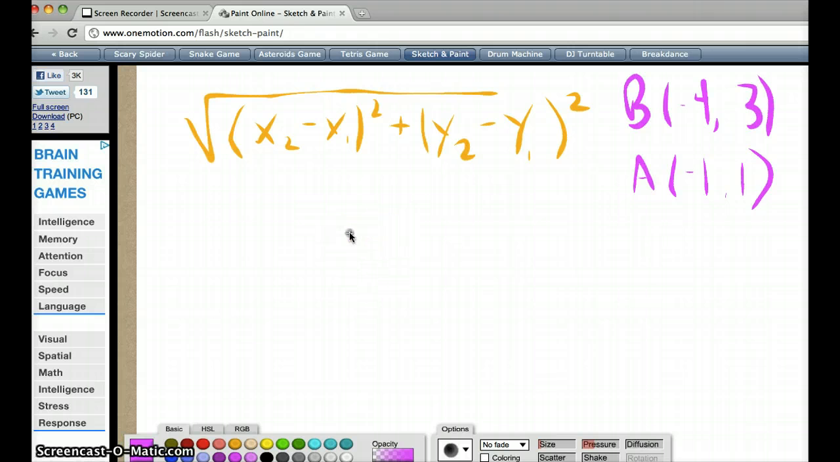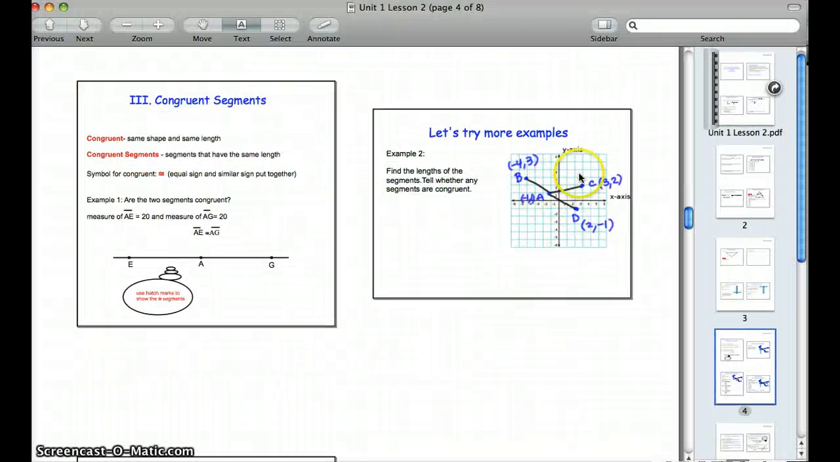We're actually going to run out of time. So go ahead and plug these in for me. And go ahead and continue with C and A and D and A. Then you're going to compare them to see if any of them are congruent. That is also due on Tuesday.